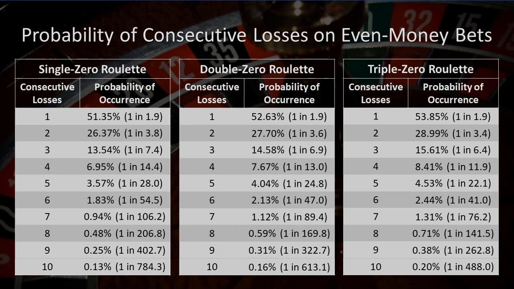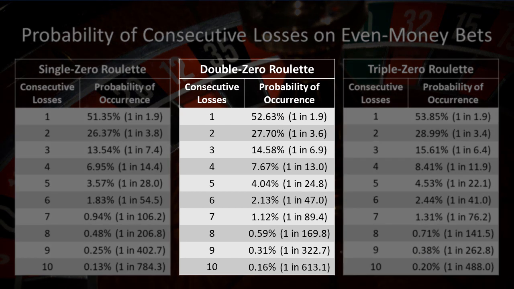Since I've mentioned the single and triple zero wheels a lot recently, let's spend a few moments considering the double zero wheel. As you can see, the overall probability of suffering a reasonably large number of consecutive losses is larger than most people would expect.